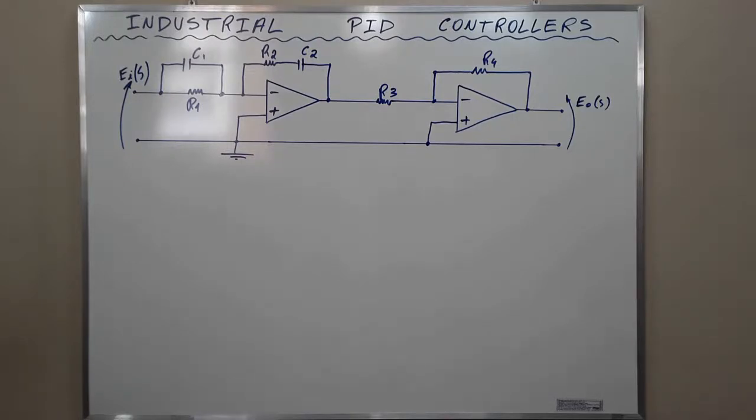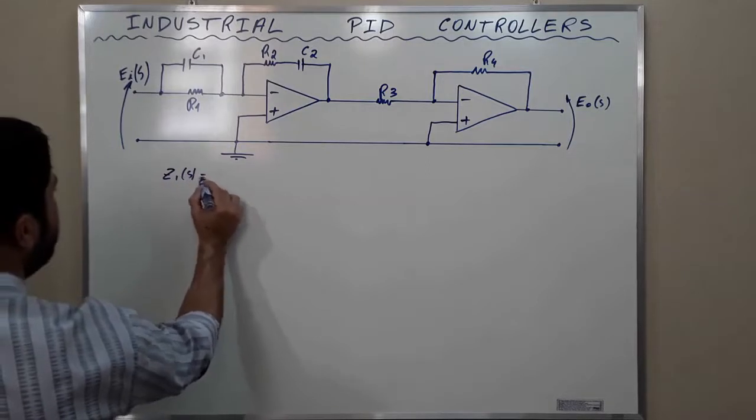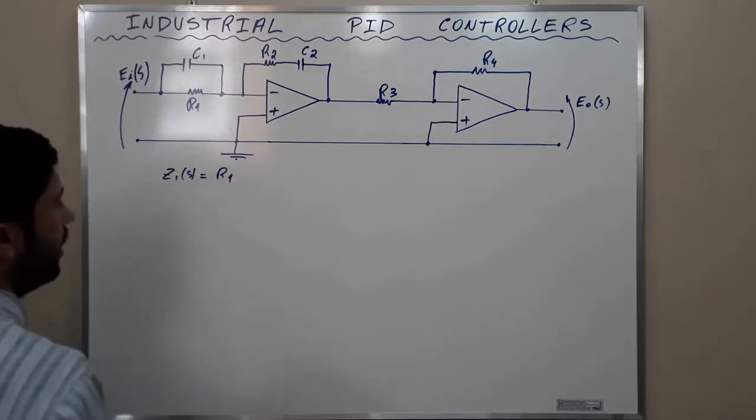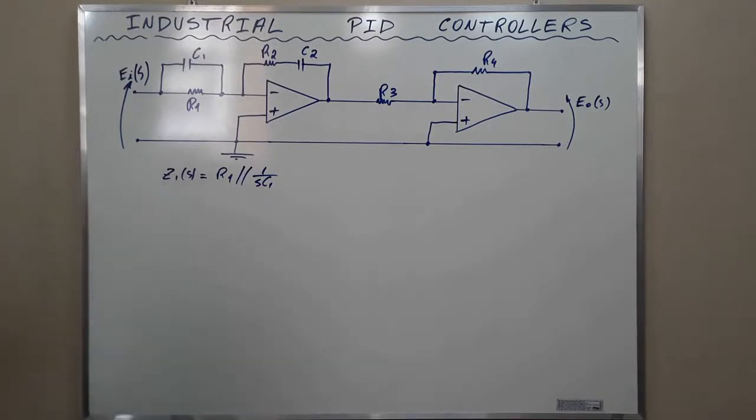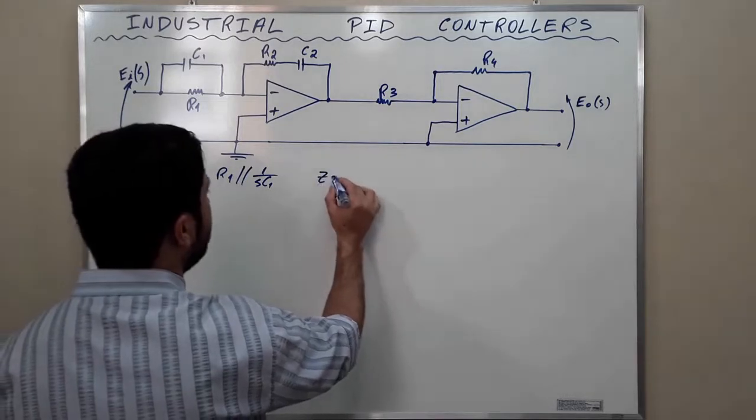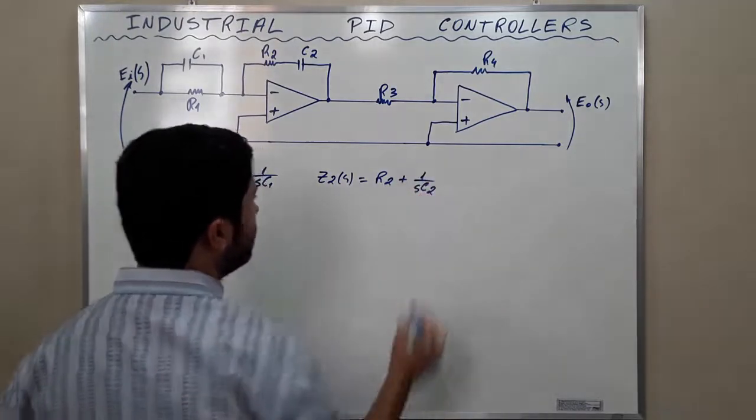Observe that Z1 is the parallel connection. Z1(s) is the parallel connection between resistor R1 and capacitor C1. Observe that the resistor is represented by its resistance and the capacitor represented by its reactance in the complex domain. And observe also that Z2 is the series connection between the resistor R2 and the capacitor C2. That is, Z2(s) = R2 + 1/(s C2).